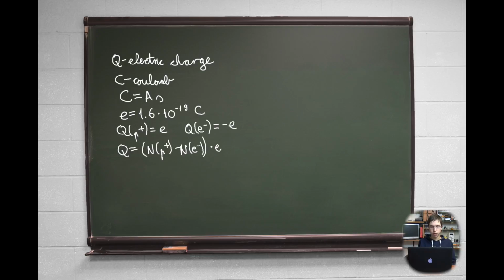Finally, if the number of protons is equal to the number of electrons, it means the object has neither lost nor gained electrons while the number of protons remains the same. In this case, the object's electric charge is zero. We say it's electrically neutral.